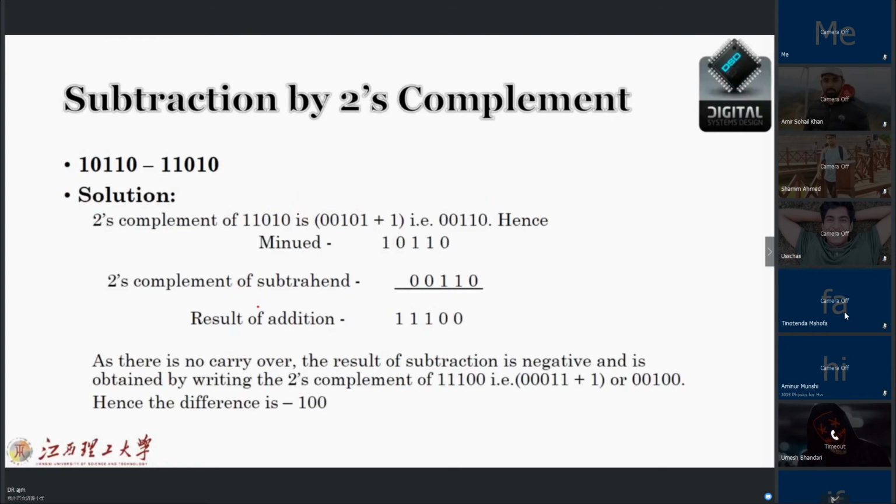Let us see one more example, where I want to do the subtraction with the help of two's complement, and my number is 10110. I want to subtract 11010 from it, and you will see that first I take the two's complement of the second number, then I add. Because I don't have any carry, I can say that my subtraction result is negative.